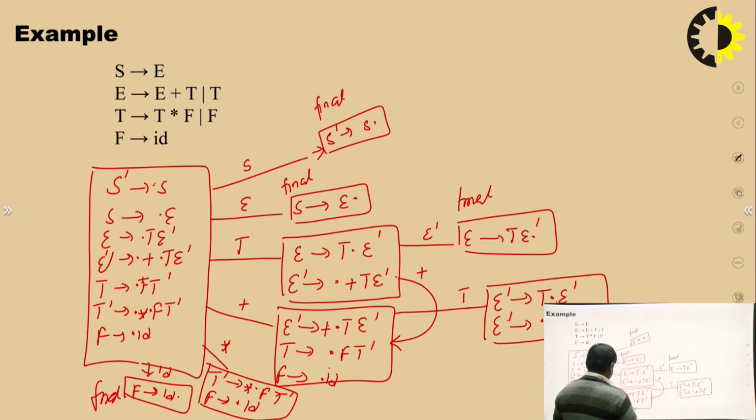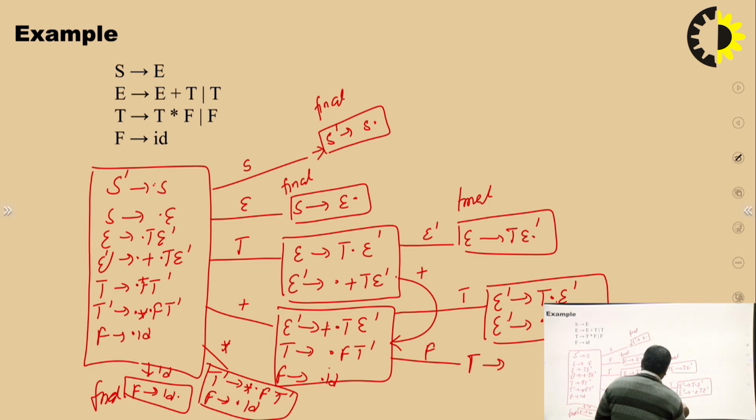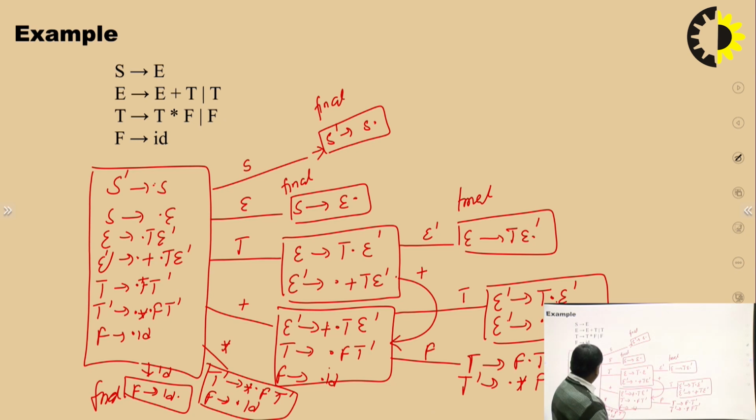Now what is this? T dash. What is the production rule of the T dash? Star. No. We check the other production, that is T tends to F dot T dash. Then what does the concept say? We explore the production rule of the T dash. And where is this production rule? This is T dash tends to dot star F T dash. And there is no need for further exploration.